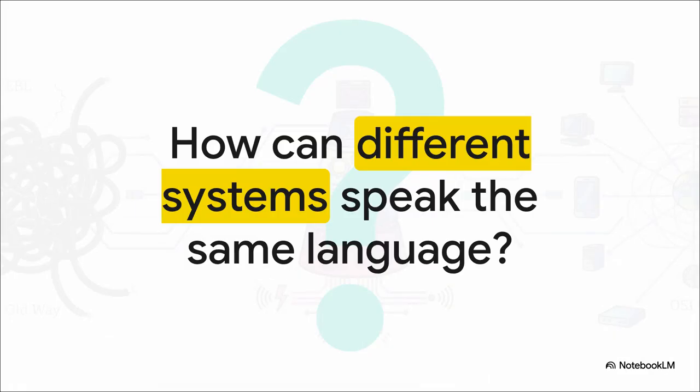I mean, it seems so obvious now, right? But just stop and think about it. How can a brand new iPhone and, I don't know, a 10-year-old Windows PC made by totally different competing companies speak the exact same digital language? Well, the answer lies in this brilliant and universal set of rules.